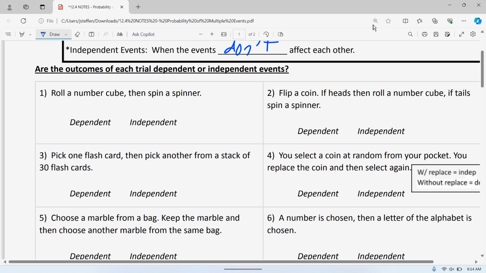So this one, I roll a number cube and then I spin a spinner. Does that outcome depend on what we did in the first one? No, not at all. It doesn't matter if you roll an even or odd, doesn't make any difference. You roll a dice, then you spin a spinner. They're completely independent of each other.